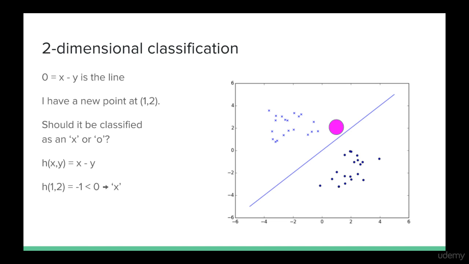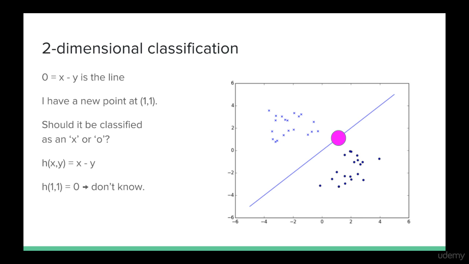Now let's say we have another point at x equals 1 and y equals 2. Should this be classified as an x or an O? So we again plug it into our formula for h. We get -1, which is less than 0, and so we classify it as an x.